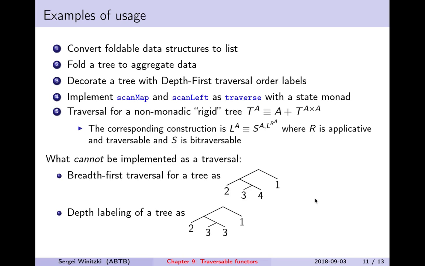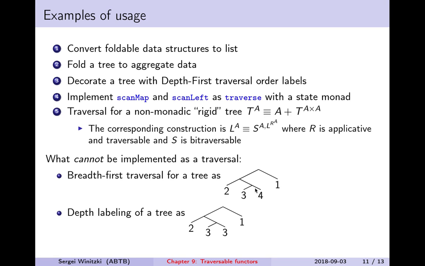So these examples indicate that we can do a lot of things with traverse, but there are actually things we cannot do using a traverse. Because the traverse operation, remember, is an operation that needs to be generic in the effect against which we traverse, in this applicative functor. So two things that cannot be implemented as a traversal, which I find interesting, are the breadth-first traversal for a tree.